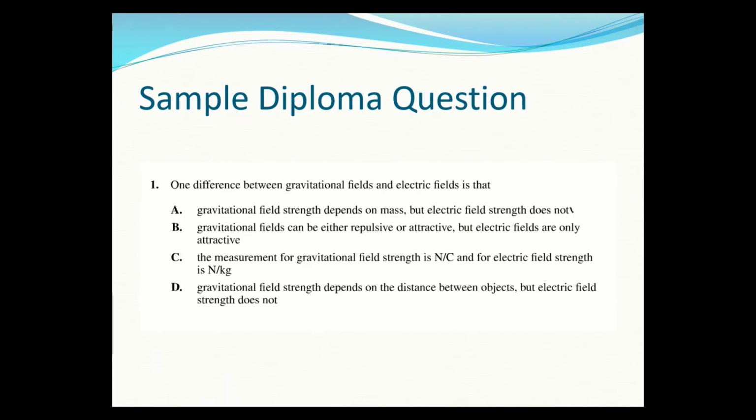Yeah, that seems right. Gravitational fields can be either attractive or repulsive, but electric fields are only attractive, so that's opposite. That should be if you switch the titles. That's not correct. The measurement for gravitational field is Newton per Coulomb, while electric field is Newton per kilogram. We haven't learned that yet, but that's opposite. And gravitational field strength depends on the distance between objects. Electric field does not. That is incorrect as well. So A looks like the correct answer.